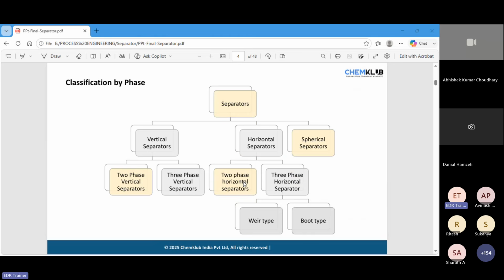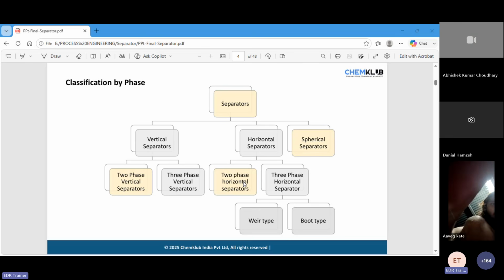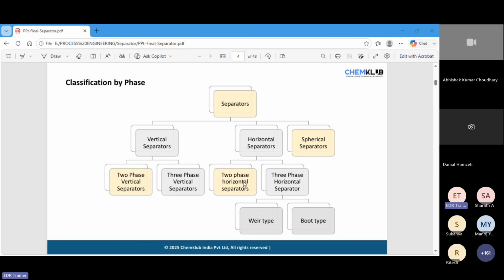Here is some of the classification by phase. We have two-phase vertical separators and three-phase vertical separators. In horizontal, we have two-phase and three-phase separators. In the three-phase separator, boot type and weir type are the most important. We use the boot type when the second liquid flow rate is less than 5% of the total liquid flow. Otherwise, we use the weir type.